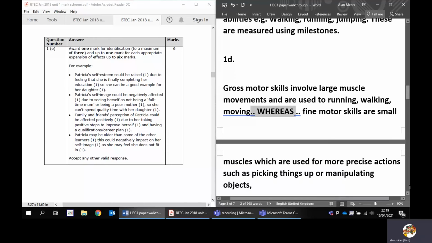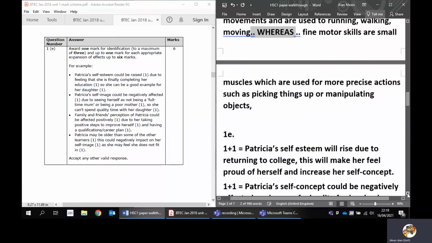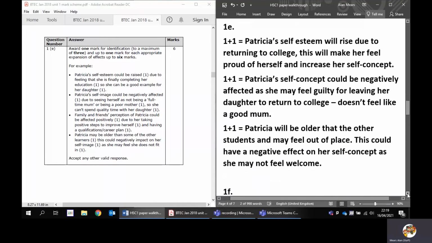Okay, then 1E was self-concept. So that was it. Patricia has gone back to college. How would she feel? How would it affect her self-concept? So a few points here. We've got self-concept raised due to feeling she's finally completed her education, so she could be a good example for her daughter. So this one we've got self-esteem is raised due to returning to college, making her feel proud of herself and increasing her self-concept.